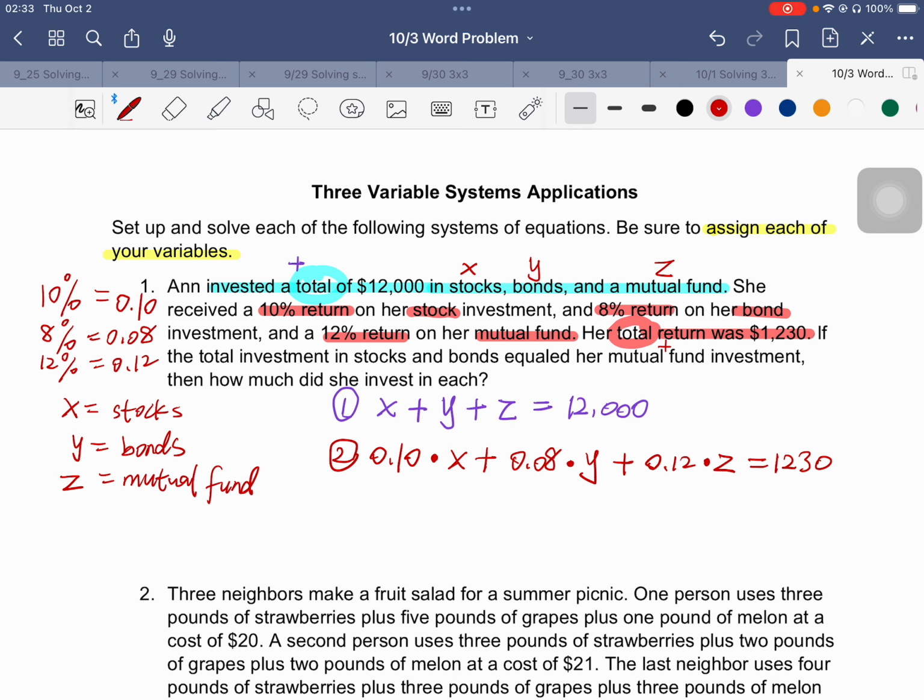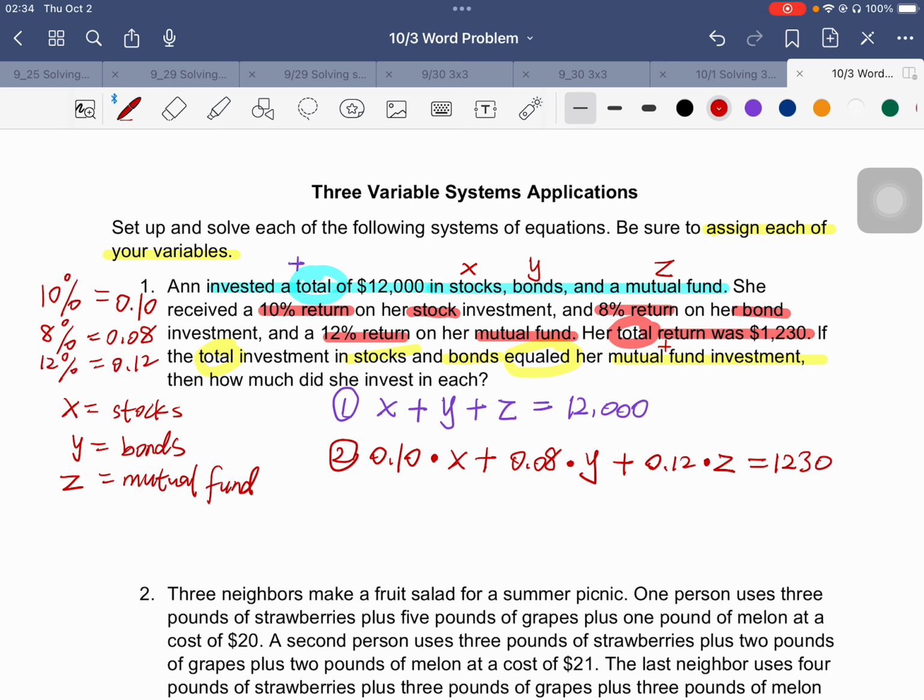Okay, now let's see our third equation. The total investment in stocks and bonds equals her mutual fund investment. So we will have a plus sign and we also have an equal sign. And to the right of the equal sign will be our mutual fund, that's the Z. Let's write it down.